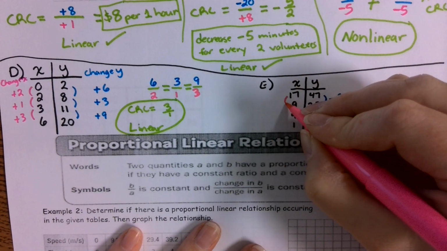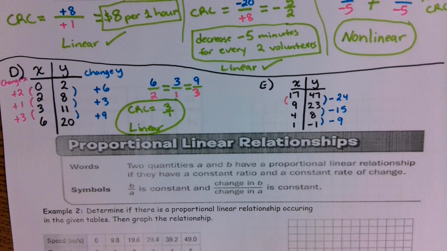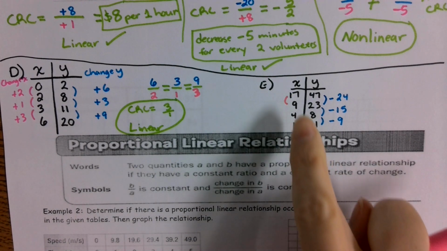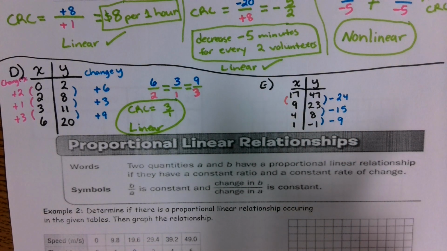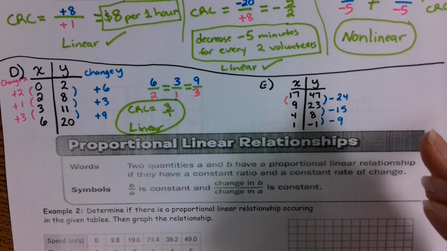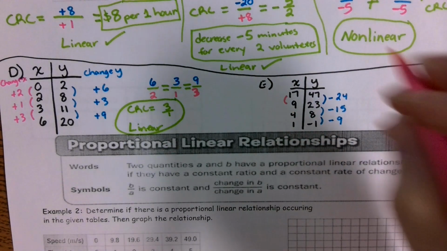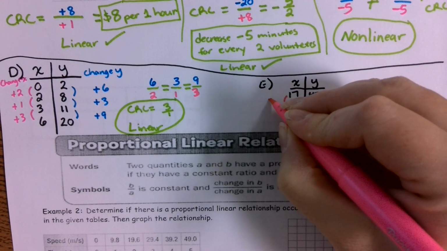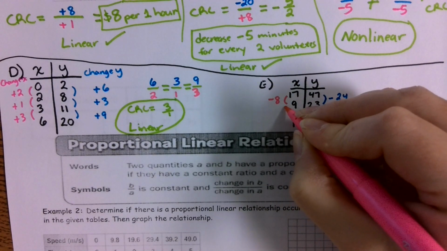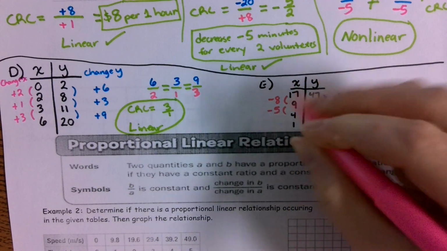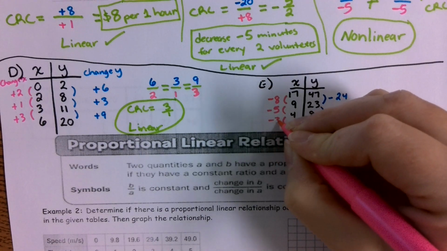So if both sides are decreasing, is that a positive or negative? If both sides are decreasing, will that create a positive or negative relationship? Positive. If both sides are decreasing, it creates a positive relationship. Remember, 2 negatives is a positive. If one side is decreasing while the other side is increasing, that creates a negative relationship. Okay? So here, from 17 to 9, that creates a negative 8 for the change. From 9 to 4, it's a change of negative 5. And from 4 to 1, it's a change of negative 3.